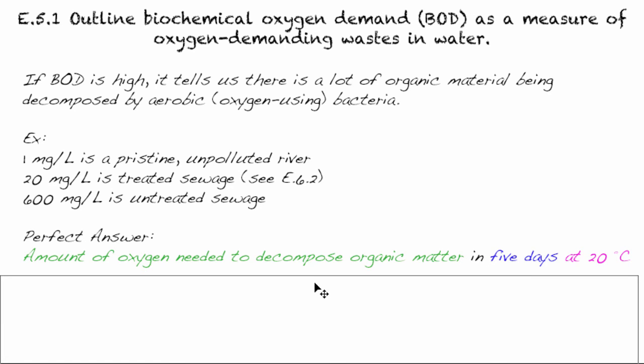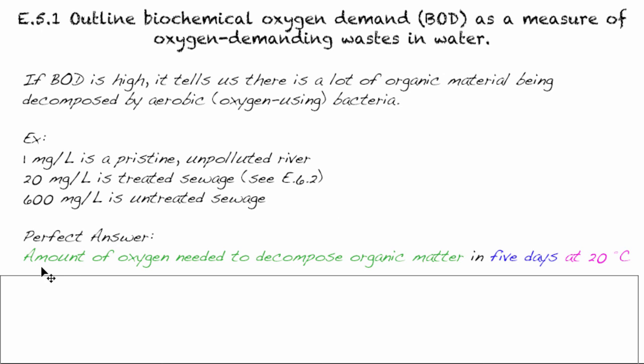Now, in terms of the perfect answer for this, what you're basically doing to measure the BOD is you're just going to take a sample of the water and seal it. And then what's going to happen is you're going to measure over 5 days at 20 degrees Celsius. And at the end of 5 days, you're going to see how much oxygen is left. And that will tell you how much oxygen demand there was.